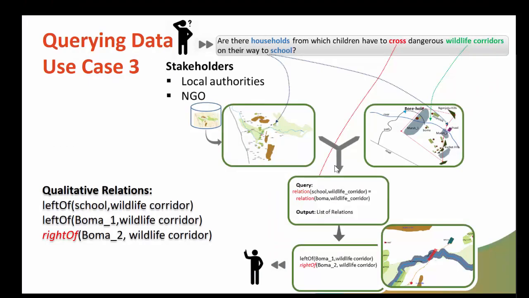In the last use case, we considered how to query non-spatial data from SmartSkeMa. In this use case, we demonstrate how to do it for spatial data, so how to perform a more spatial query using SmartSkeMa. For this example, there could be some stakeholders such as local authorities and NGOs again, but also could be the community who are interested in the simple question, whether there are households within a given area where children have to cross dangerous wildlife corridors on their way to school.